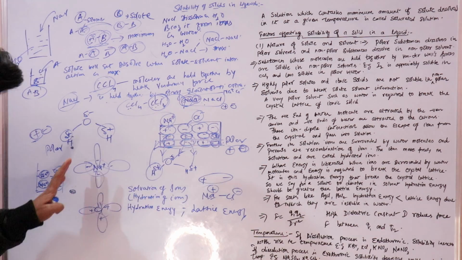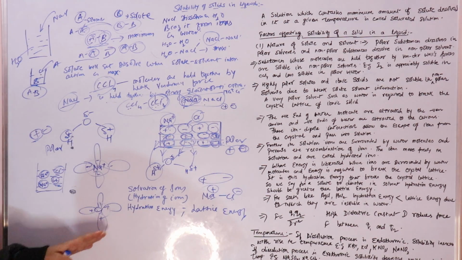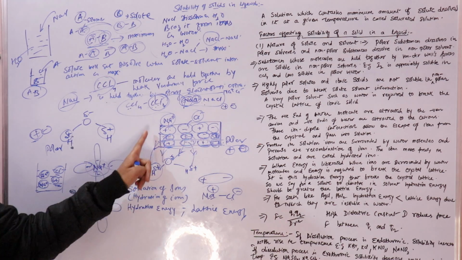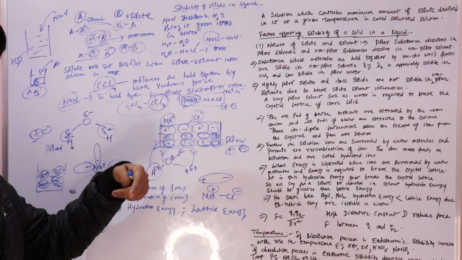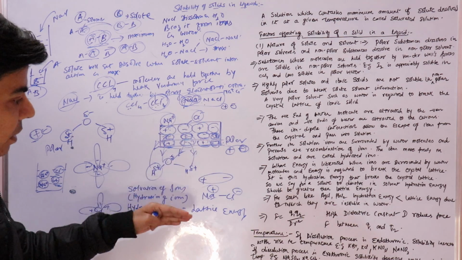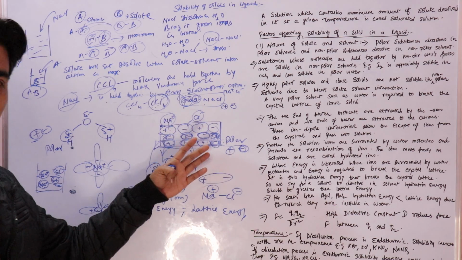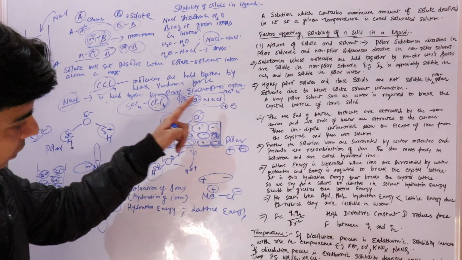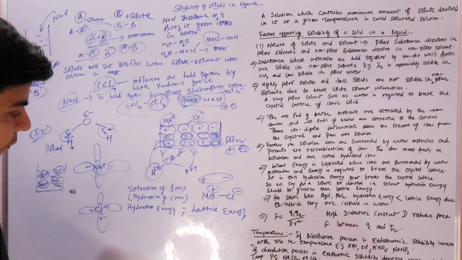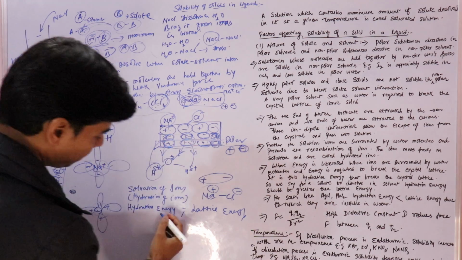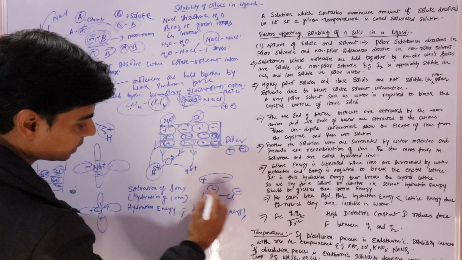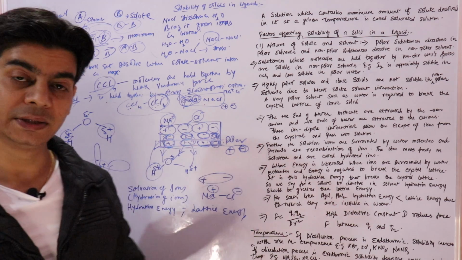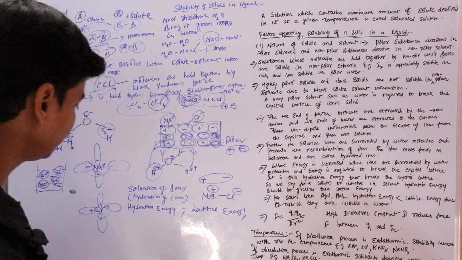Two things: this hydration energy which is released, and as a result of this released energy, this crystal lattice would be broken. And the energy required to break this crystal lattice is known as lattice energy, right? So in order for this solute to dissolve in solvent, the hydration energy should be greater than the lattice energy, right?